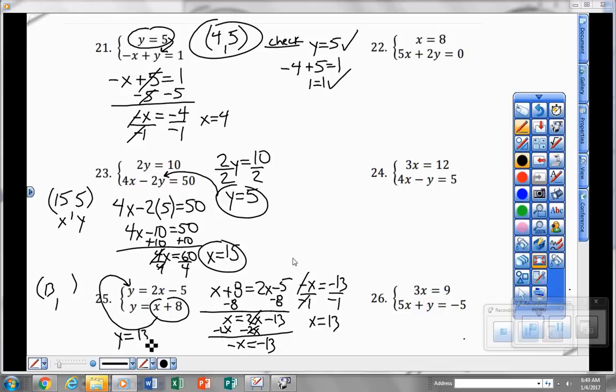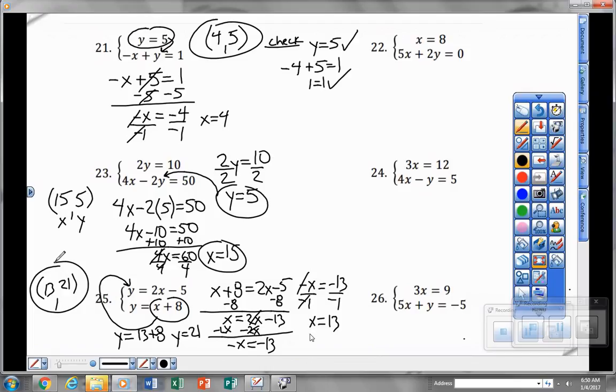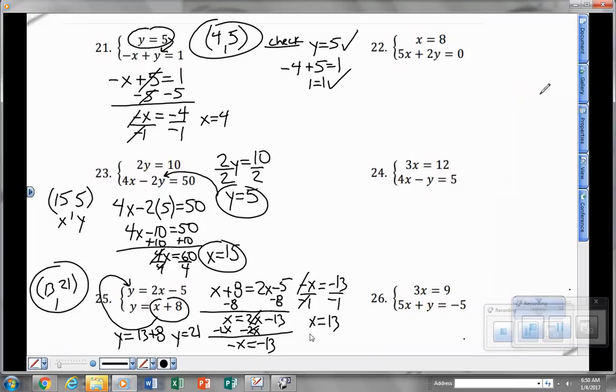So I'm taking that 13, taking that bottom equation right here. Where that x used to be, I'm going to plug in a 13 right there. That 8 is still there. And then when I add those up, that will give me the y number there. So that is 21. Point 13, 21. Make sure you plug in x in the x coordinate, y in the y coordinate spot.